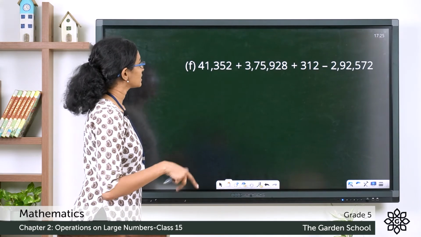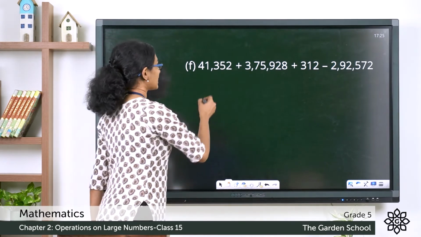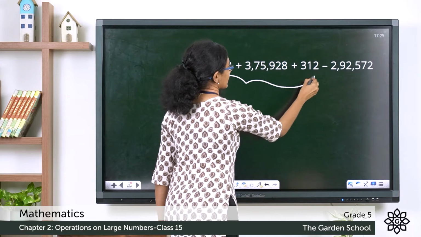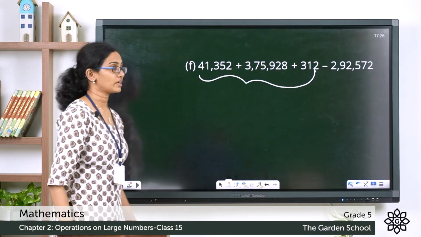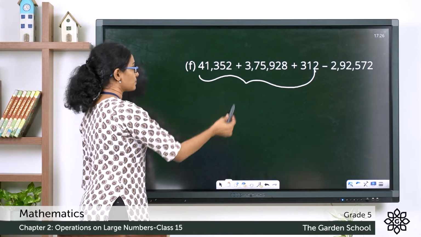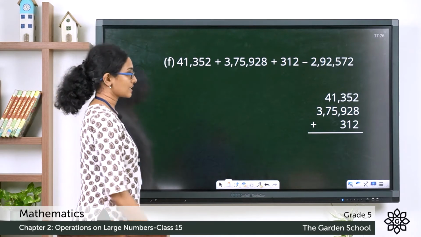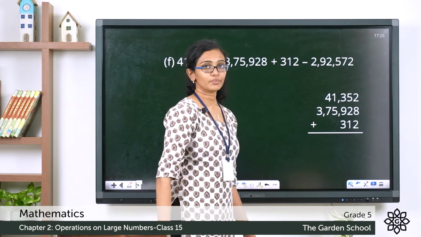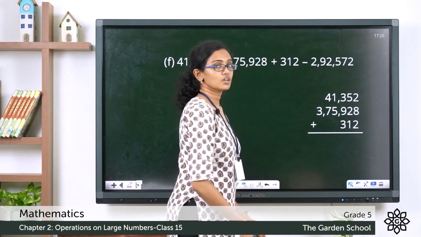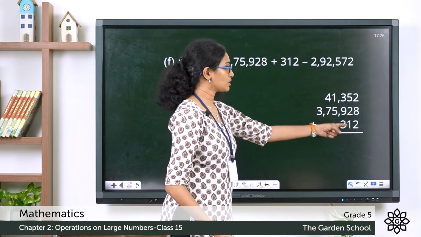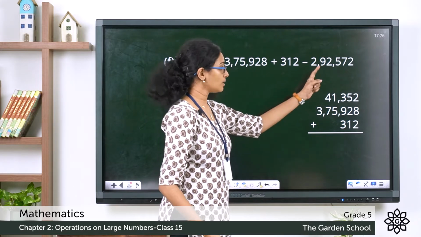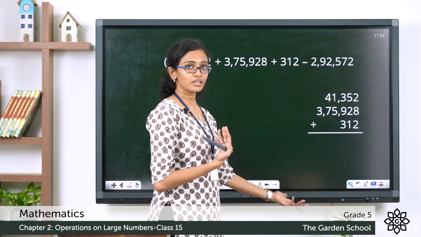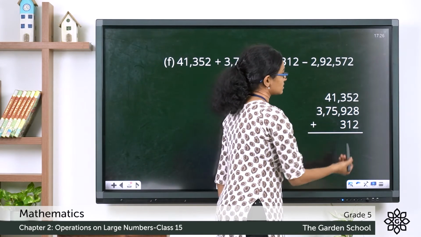Now, question F. This is also a combination. Here we have 3 addends and 1 subtrahend. So let's do the addition part first. We have arranged the numbers in proper columns so that the ones come in the same column, tens come in the same column, hundreds come in the same column, and so on. So let's start with the ones.